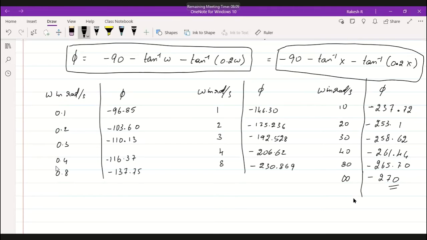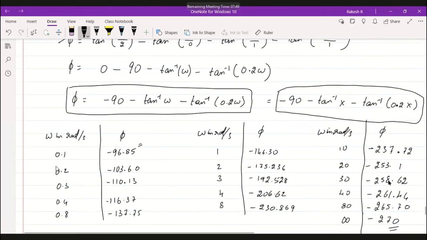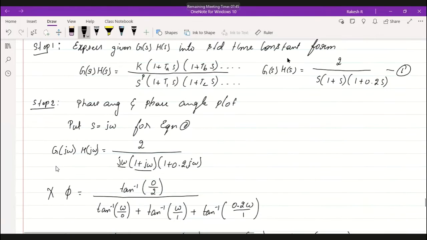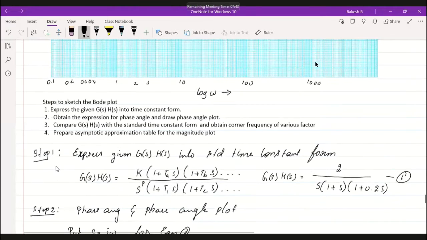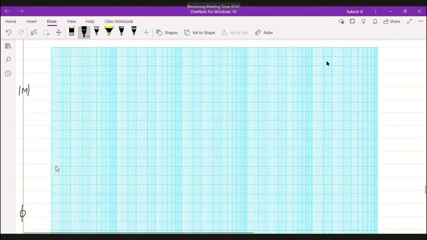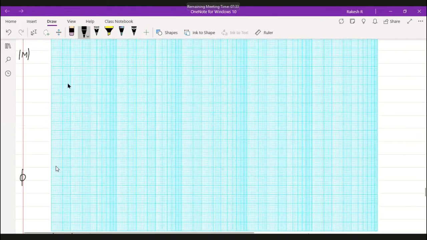Got this one? Yes, sir. Now we shall plot this in the graph. What is the lowest value we have? The lowest is 96 and the highest is 278. So you need to take 1 centimeter equals 30 degree. Now for the phase angle plot, the scale for phi is 1 centimeter equals 30 degree here.